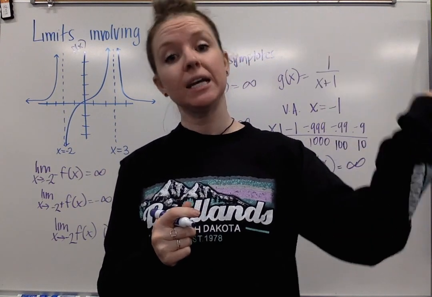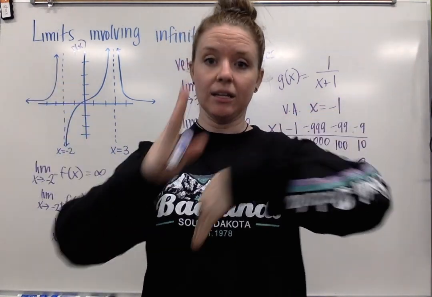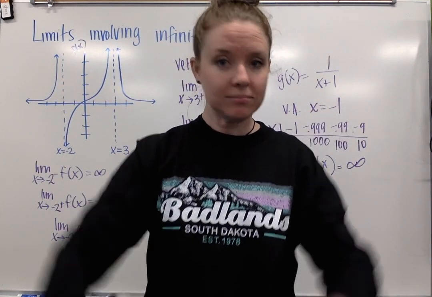So we can evaluate our limits, left side and right side limits, using a table to determine if we're going to infinity or negative infinity. Vertical asymptotes, we're going to see our limits approaching infinity. Good luck.